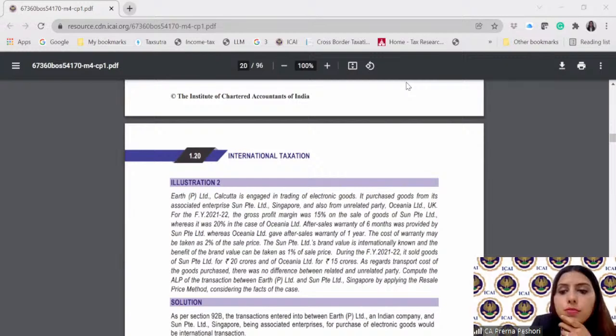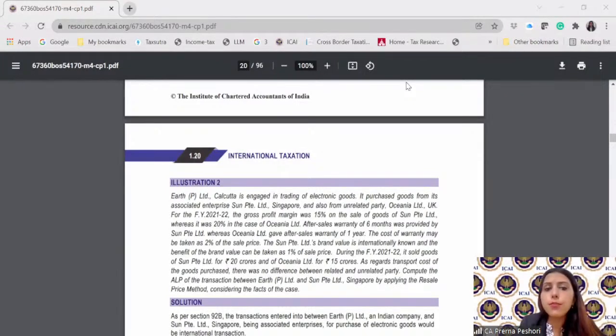Very simple question. Yes, Santosh, correct. Priya, yes. Puneet, yes. That's correct. Let's try and understand what exactly needs to be done.